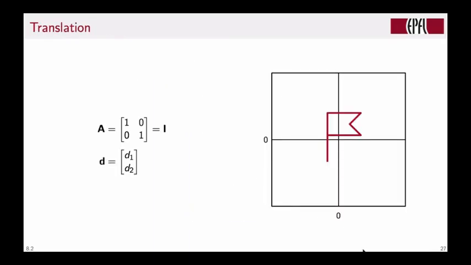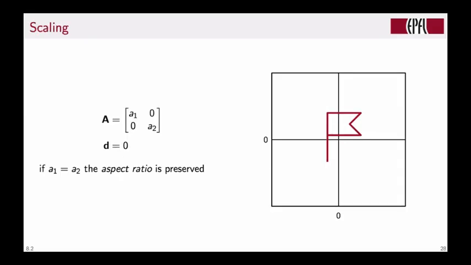Let's look at some examples of affine transform. A very simple one is translation. The matrix here is the identity matrix, and the translation vector specifies the new origin of the plane. So if we have the simple image here and we apply a translation, we would get this simple result.